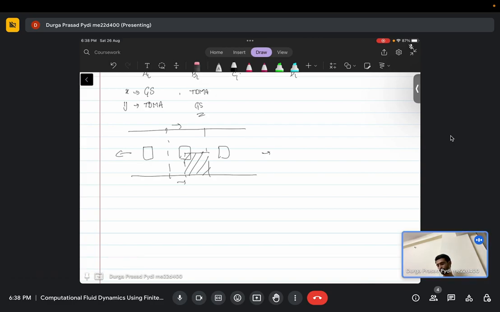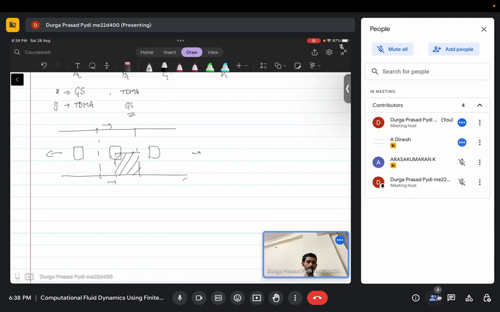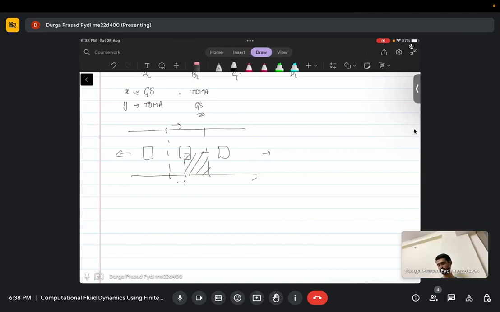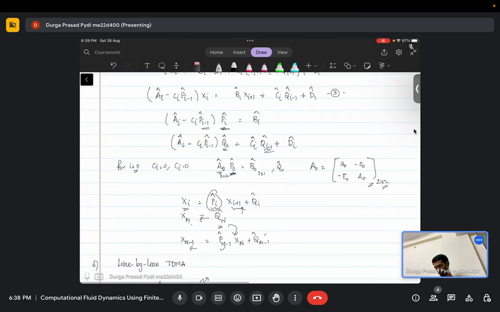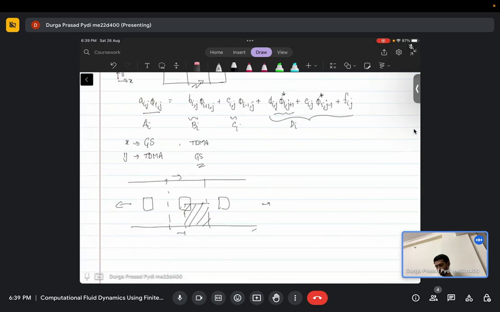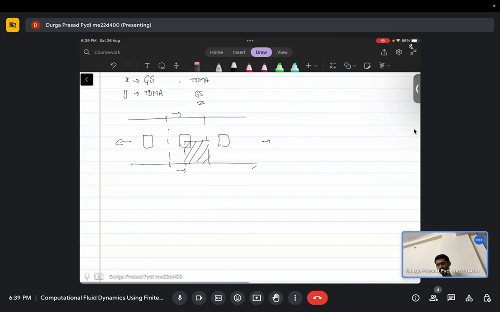So I'm actually thinking of taking up this periodic flow, but I don't think it will be relevant to most of you here. If circular TDMA is fine, then next week starts with unsteady problems. So maybe I'll take an unsteady problem. I don't think 3D will even be coming.